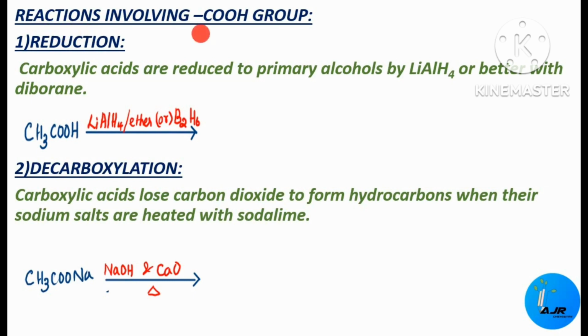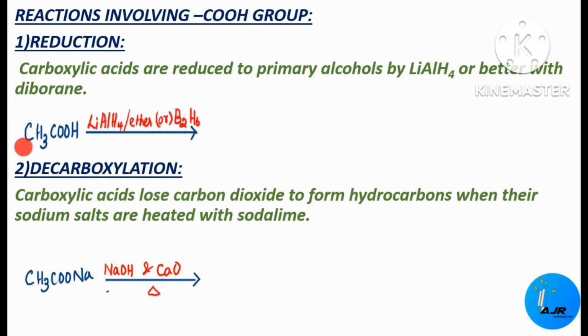Next one is the reactions involving the COOH group. The first one is reduction reaction. These carboxylic acids are reduced to primary alcohols by lithium aluminum hydride or, better, with diborane. Actually, diborane does not easily reduce functional groups such as ester, nitro, halo, etc. But sodium borohydride does not reduce the carboxyl group. So here we are making use of lithium aluminum hydride.